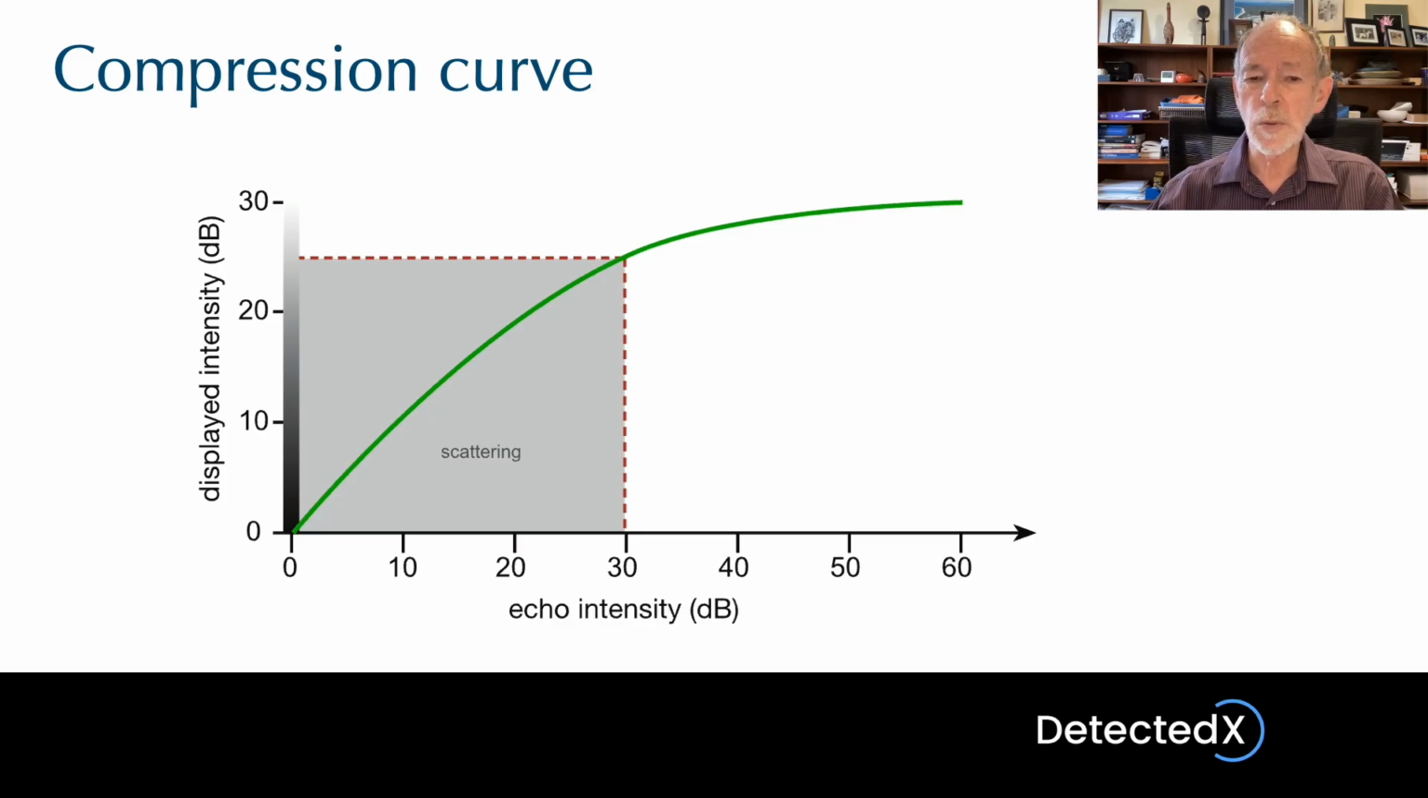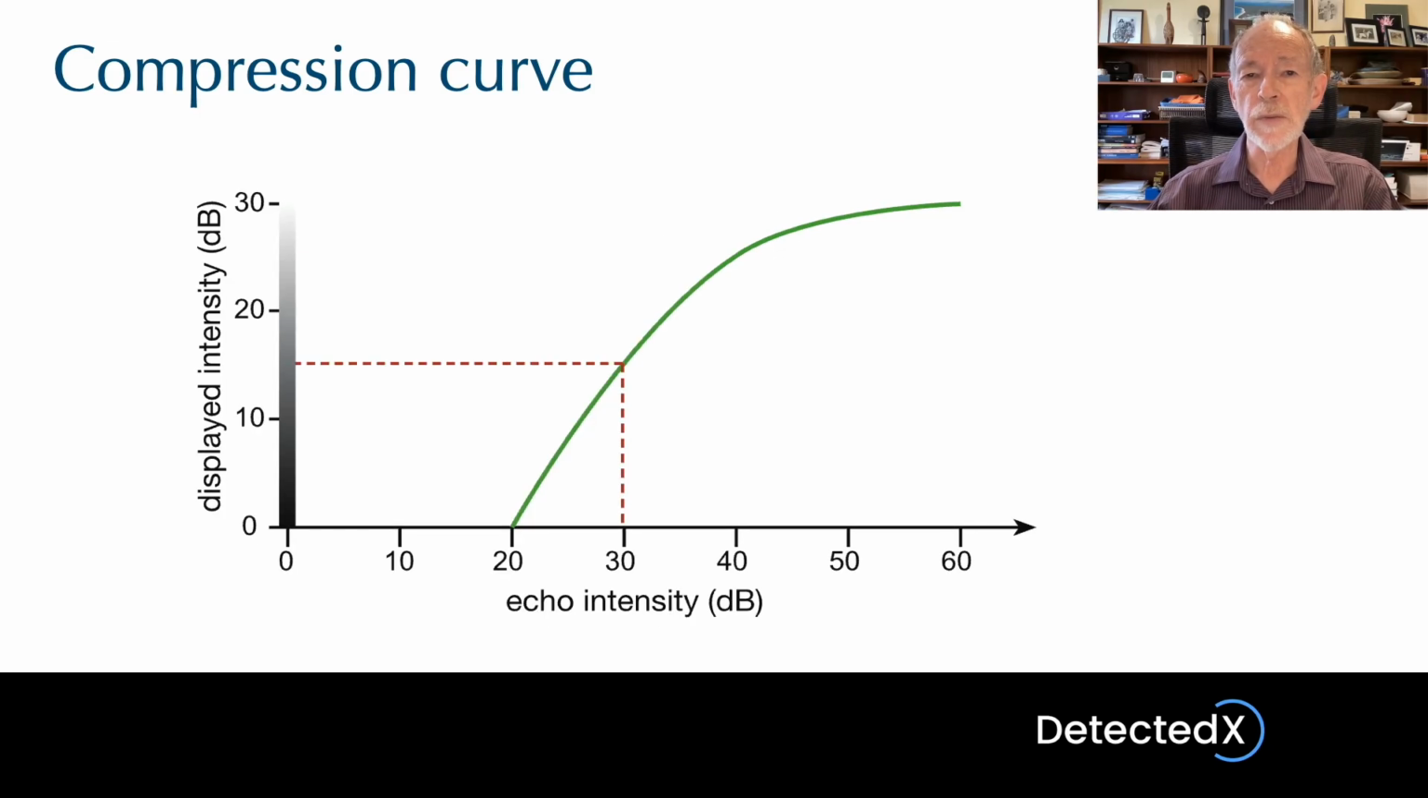Now this would be referred to as a 60 decibel compression curve, because the full range of 60 decibels of echoes is being displayed and has been spread across the display range of the machine's display. So we're seeing all of the echoes in that complete dynamic range. If the machine had a dynamic range of 70 decibels, that would mean echoes covering a range of 70 decibels were being displayed.